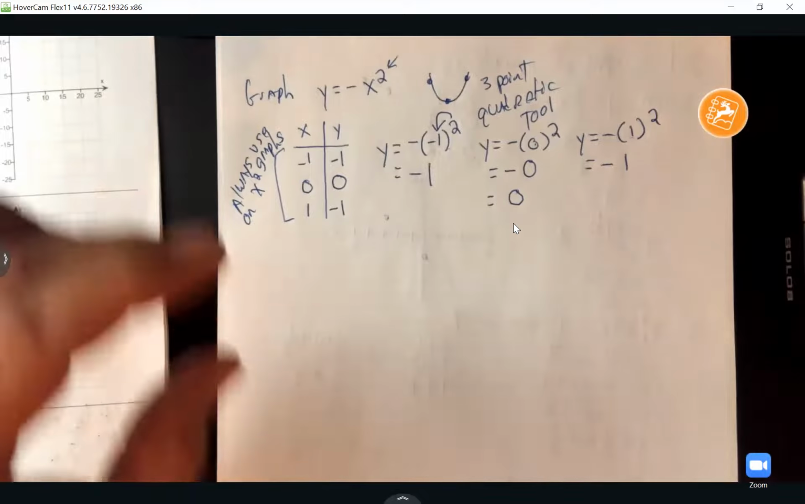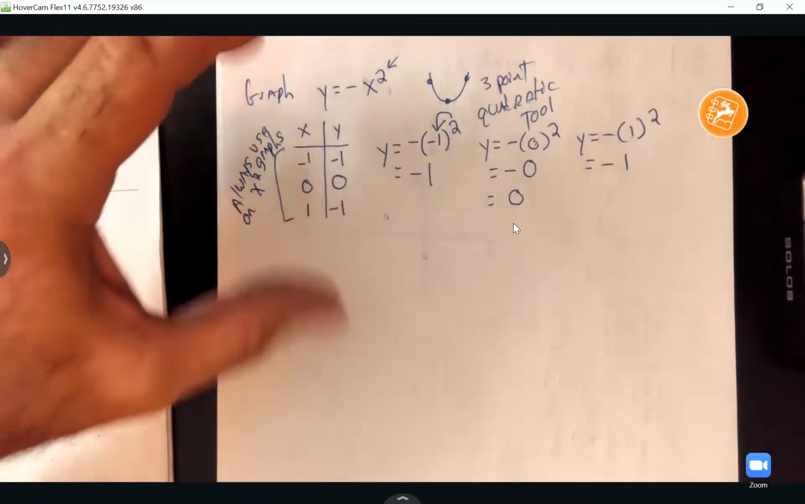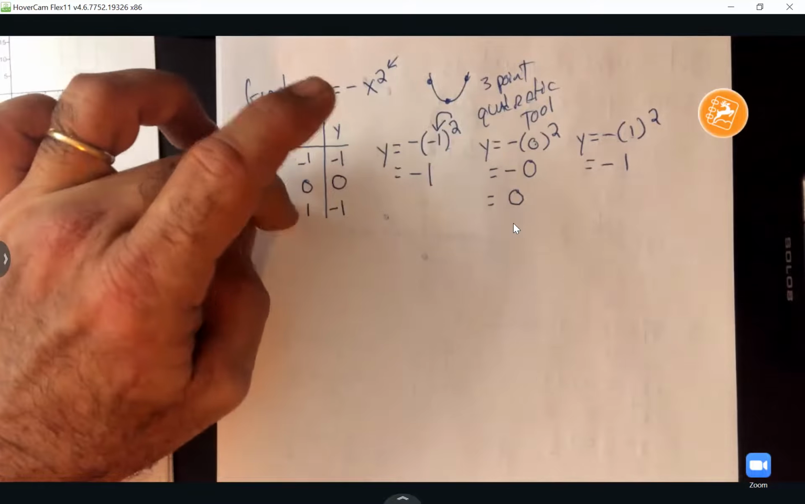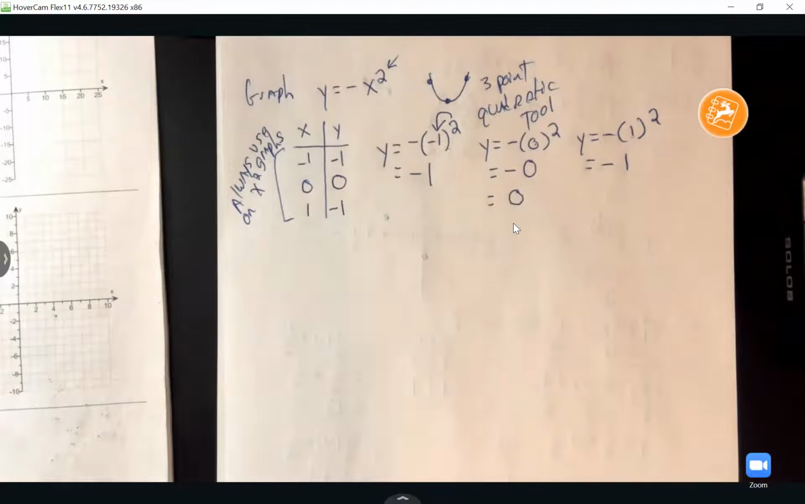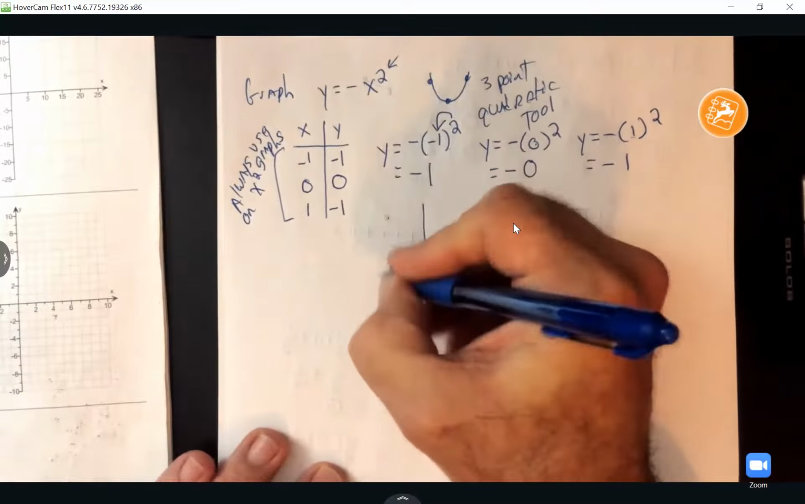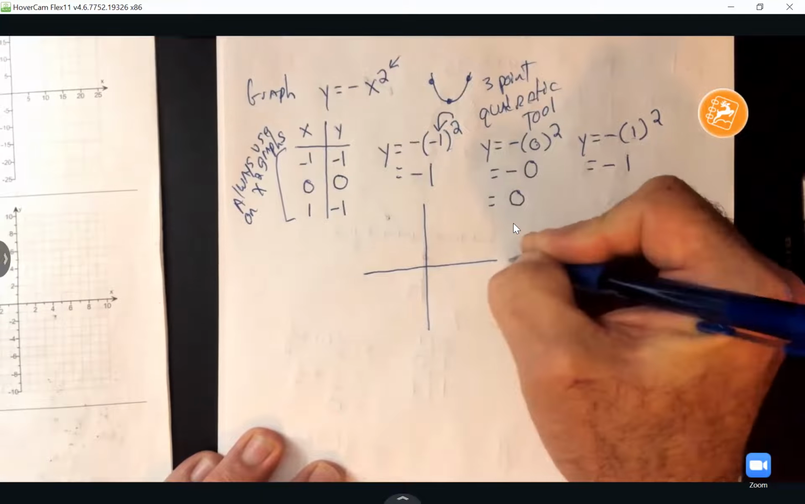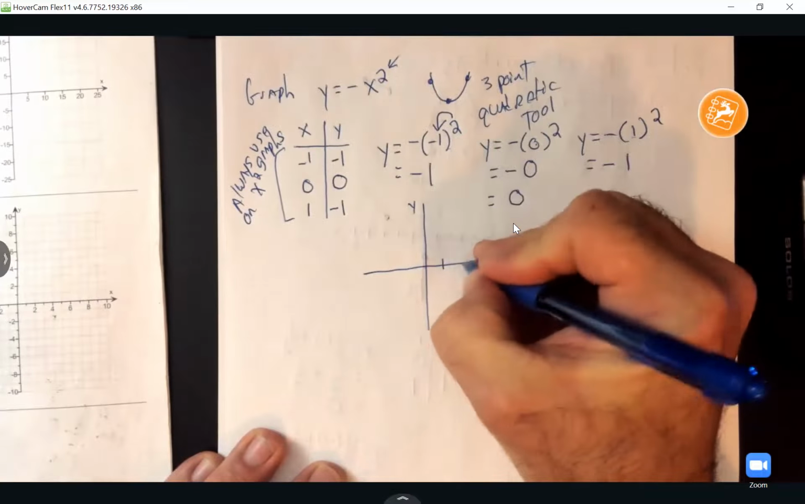So if you notice on these parabolas, you get what we call symmetry. Negative 1 and 1 both gave me y values of negative 1. Negative 2 and 2 would have gave me the same y values and so on, okay? So let's see. My x and my y. I'm just going to go out about 3 on this.